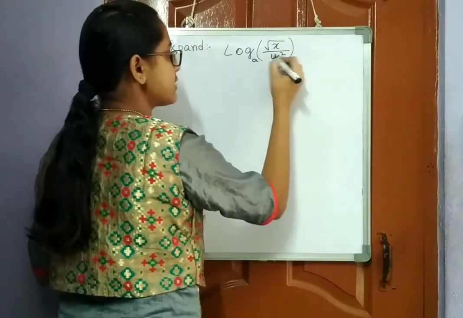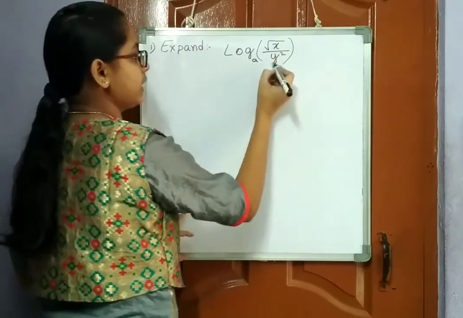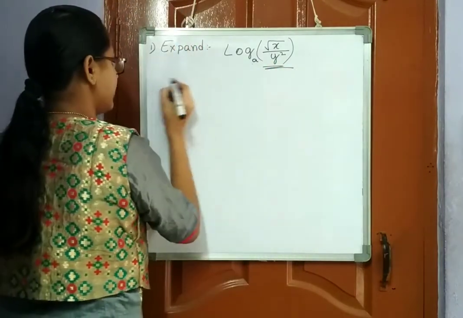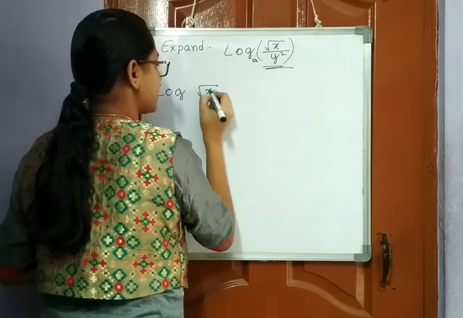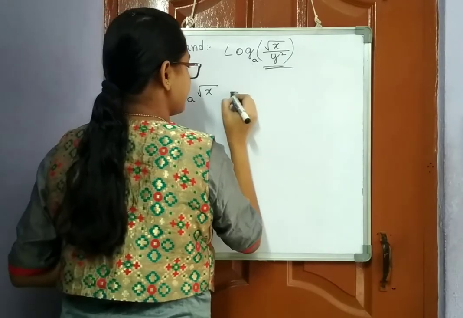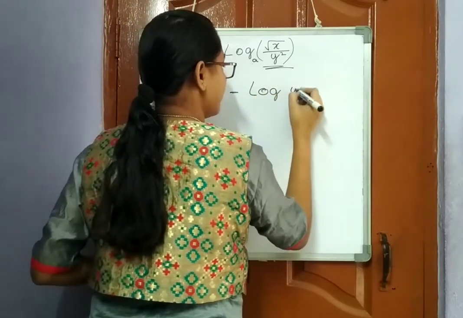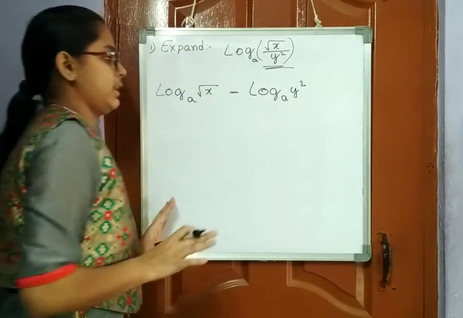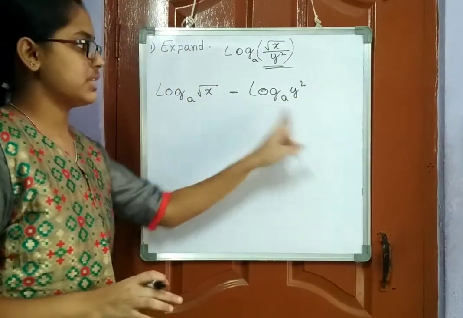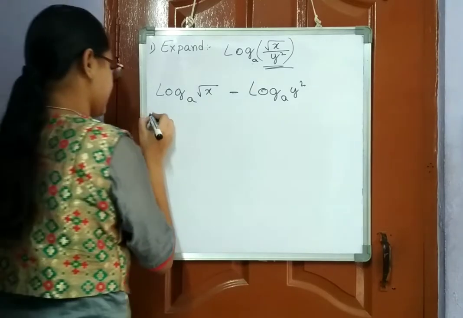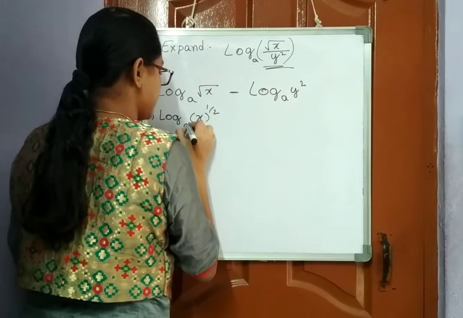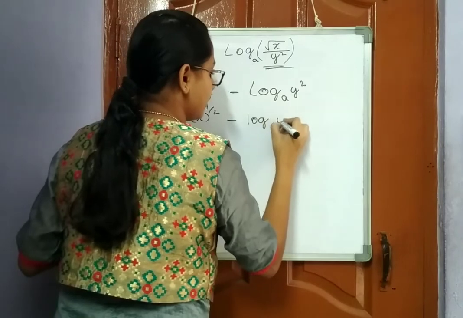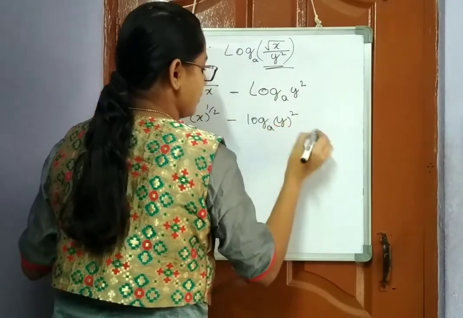Let's see the next example here, that is log of root x by y square to the base a. Here the argument is in the form of a quotient, so we will get the quotient rule, that is log of root x to the base a minus log of y square to the base a. As we can see here, both of the arguments are in exponential form. That is log x to the power of 1 by 2 to the base a minus log y to the power of 2, that is y square, to the base a.